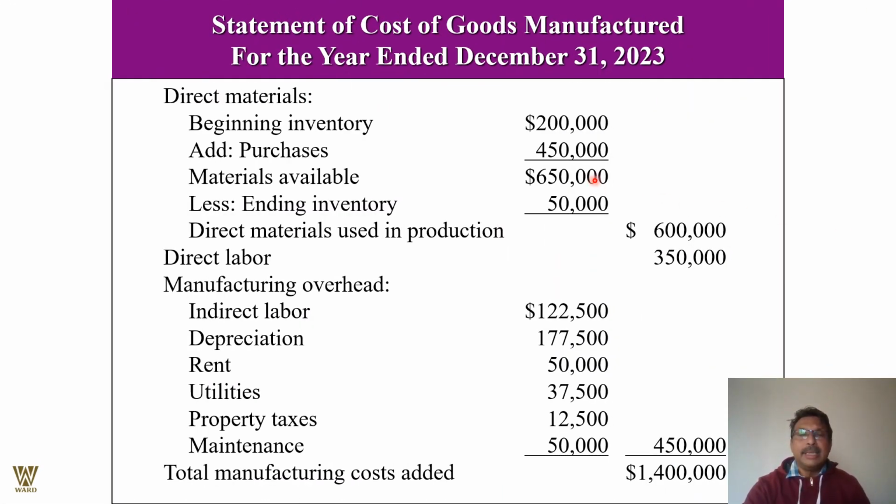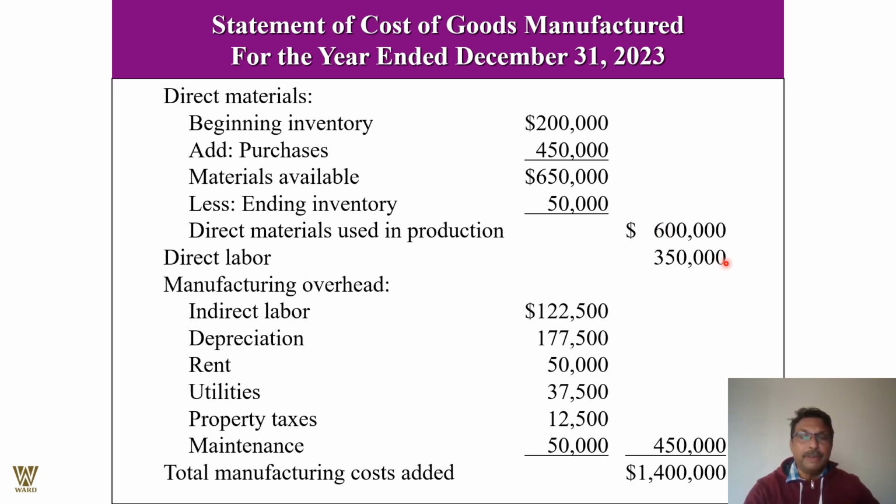For the year ended December 31st, now we have a beginning material of $200,000, right? Add purchases of $450,000. Then the total material available is $650,000. Beginning inventory of $200,000 plus $450,000 is $650,000. Ending inventory, the residual inventory after the production process, is $50,000. So direct material cost is $650,000 minus $50,000, which is $600,000.